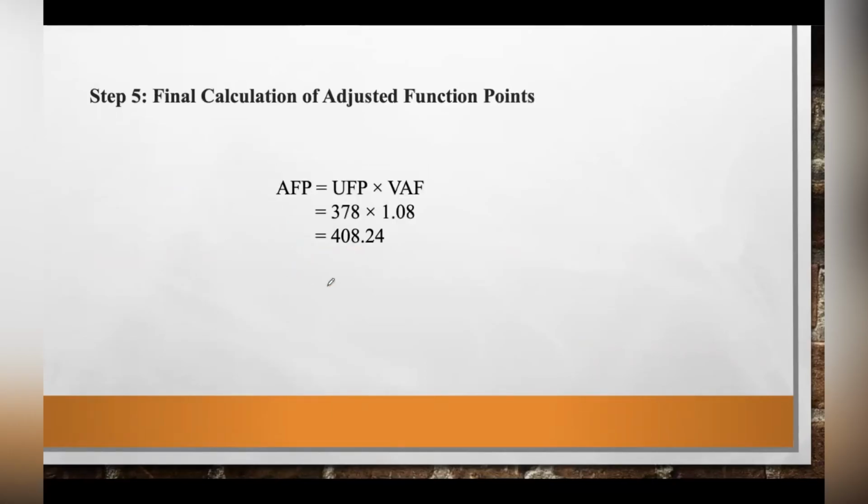And in step 5, we need to do the final calculation of adjusted function points. So adjusted function point can be calculated by taking the multiplication of unadjusted function point into value adjustment factor. So we got 378 and value adjustment factor is 1.08, which is 408.24. So if you take the round value, it will be 408.